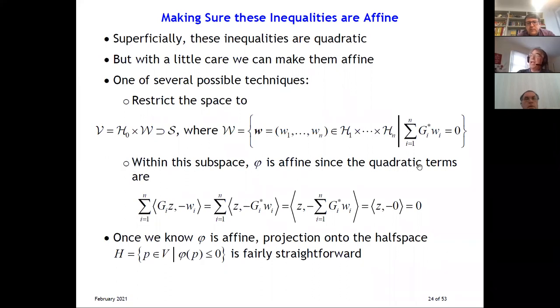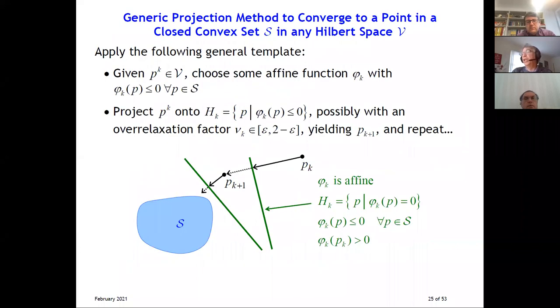And as long as you stay in that subspace, that inequality will be affine, because it's quite easy to see that all the quadratic terms just cancel out. The various techniques for making sure these inequalities are affine are all like that in one way or another. But once we know this thing is affine, then projecting onto it is a very easy task. And so we can use the following very generic algorithm, used in many, many places.